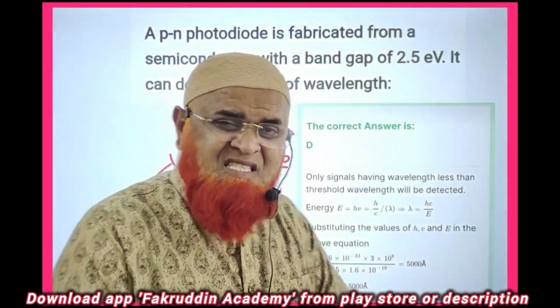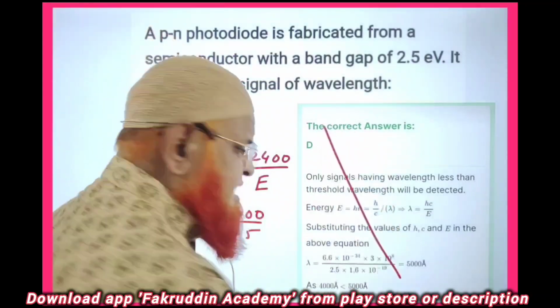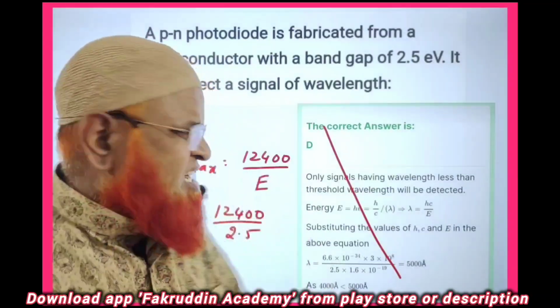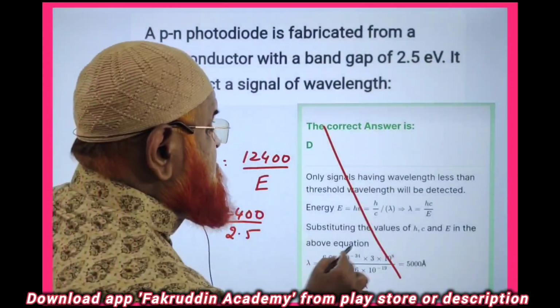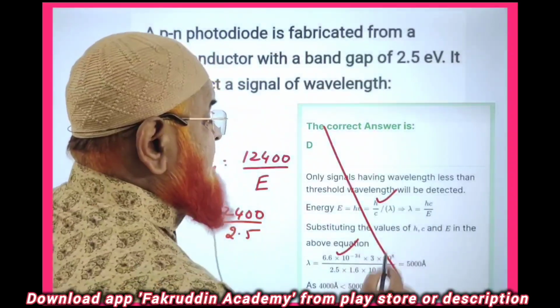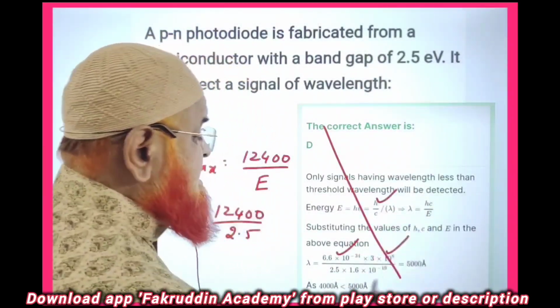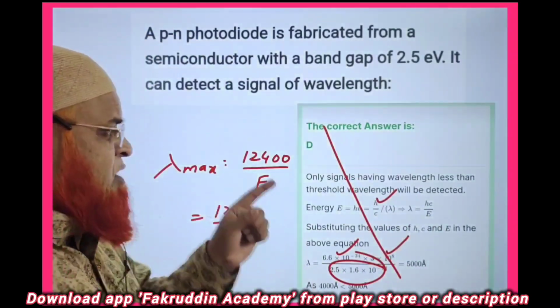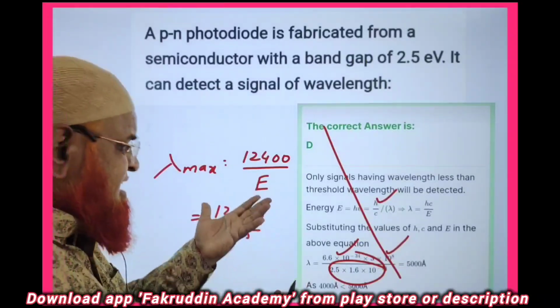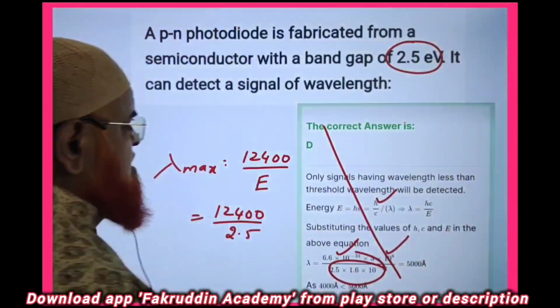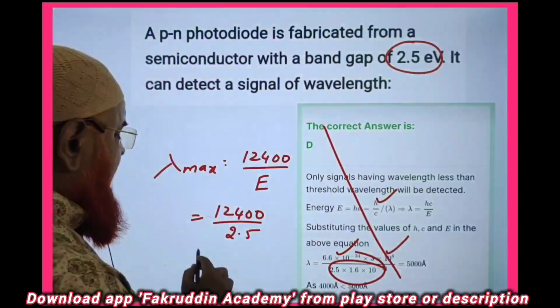Good news for NEET aspirants. You can bypass these lengthy methods and solve the problem in just a single step. Instead of substituting the values of Planck's constant, the velocity of light and wavelength, you can just do one thing: 12400 by E, and E is given as 2.5 electron volts. I have done the calculations.